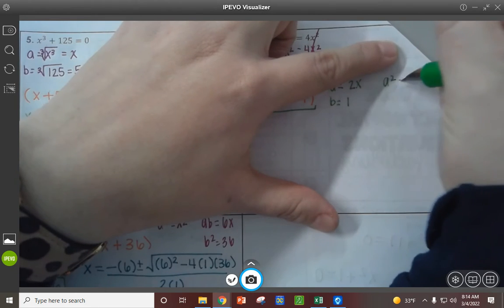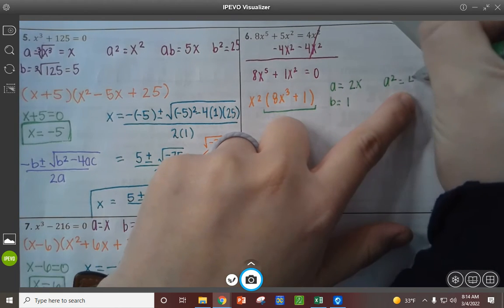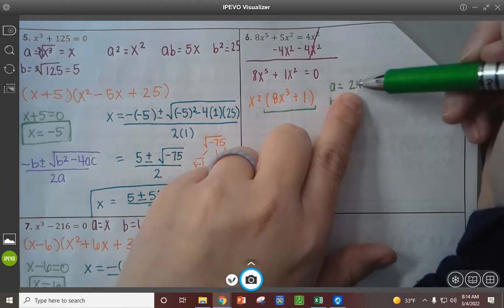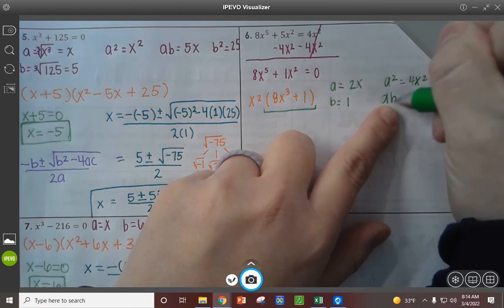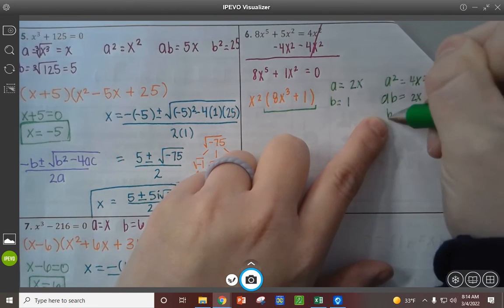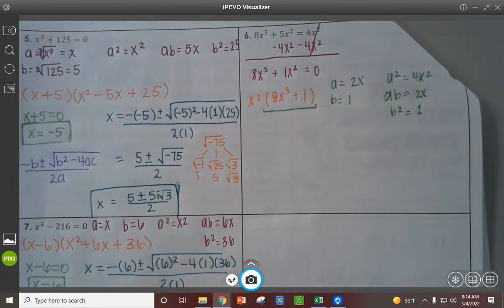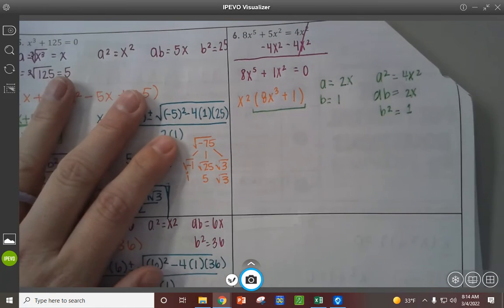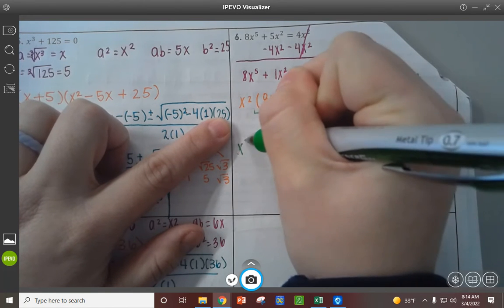So then what is your A squared? 4x squared. Good. So 2x times 2x is 4x squared. AB, 2x times 1 is just 2x. And B squared, 1 squared is 1. So we have this x squared.